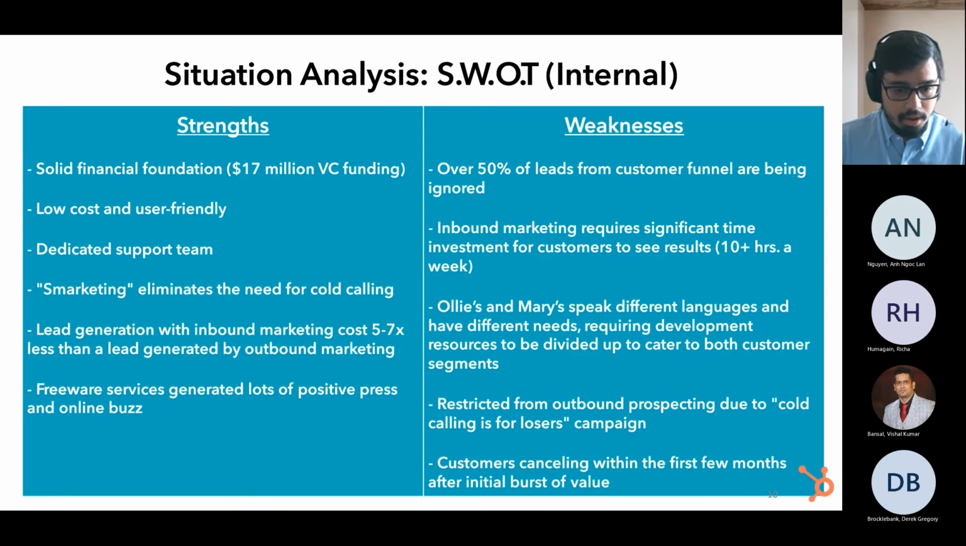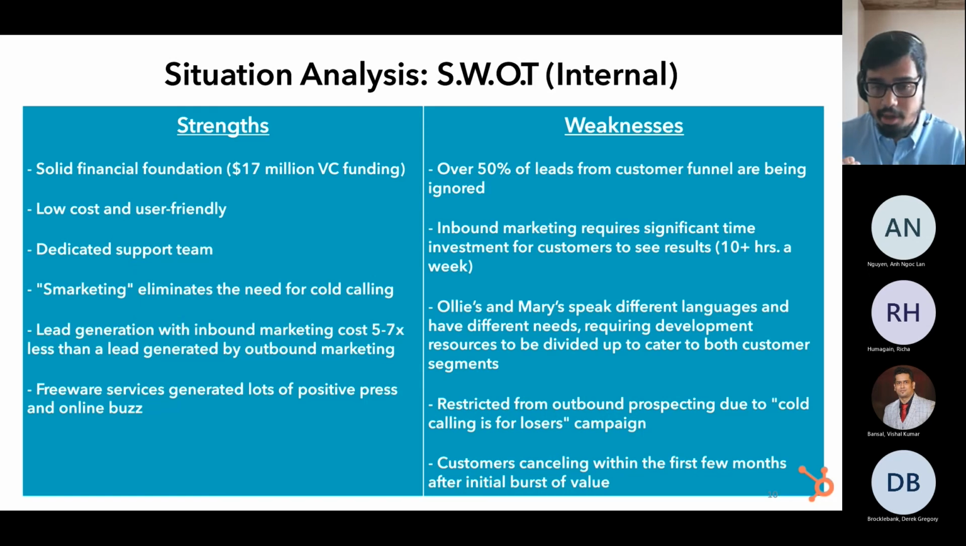Starting with our internal strengths and weaknesses. Strengths: we have a strong financial foundation with 5 million raised from General Catalyst in 2007 and 12 million raised from Matrix Partners in 2008. Our low cost and user friendly product allows anyone to build and manage a thriving inbound marketing program. And we have incredible support systems, customer support, and a dedicated team that is focused on assisting our customers even during off hours.